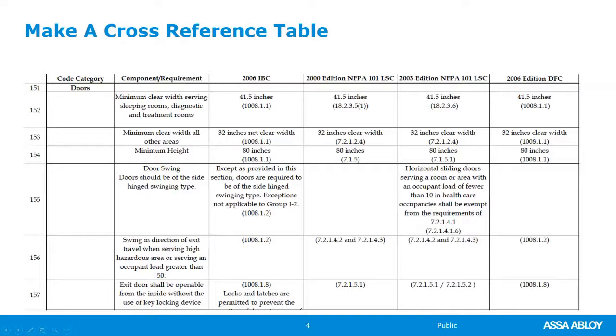And I would build a spreadsheet so that I could have the code references handy, but also very clearly identify which codes conflicted with each other. Whenever you have a conflict between one or more codes, or a code and a standard, the more restrictive requirement applies, unless there's some kind of written exception from the AHJ, the authority having jurisdiction.